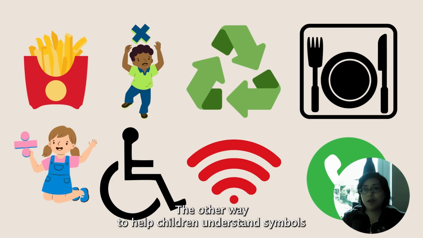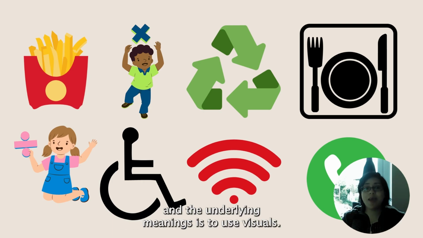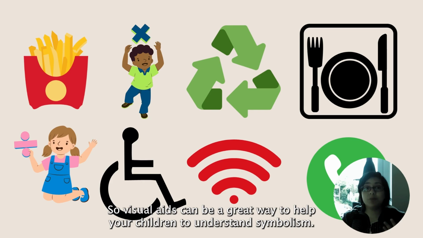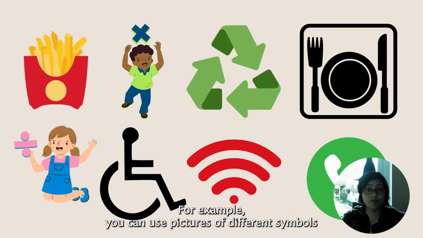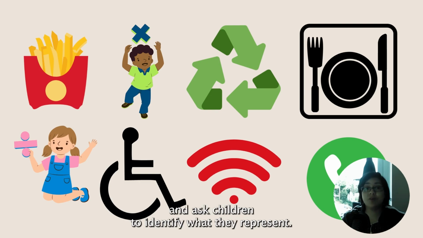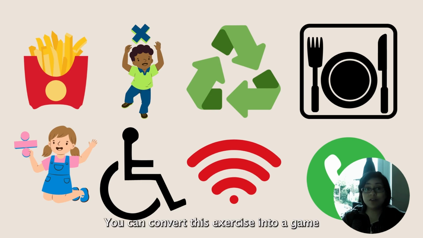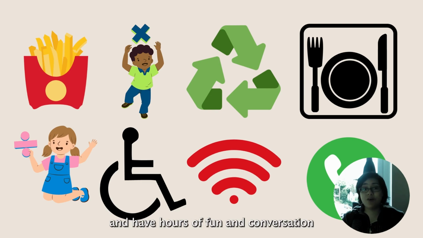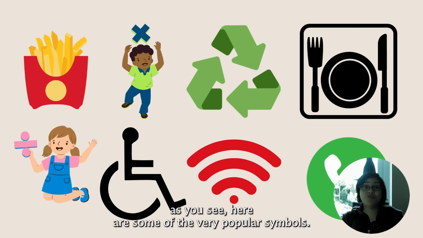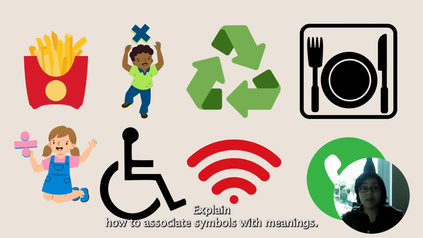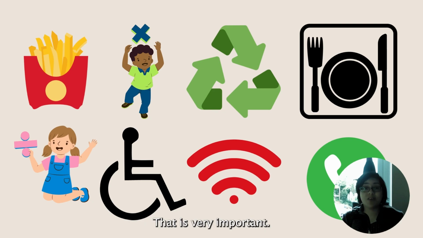The other way to help children understand symbols and the underlying meanings is to use visuals. Visual aids can be a great way to help your children understand symbolism. For example, you can use pictures of different symbols and ask children to identify what they represent. You can convert this exercise into a game and have hours of fun and conversation. As you see here are some of the very popular symbols. See if they know them. Explain how to associate symbols with meanings. It is not just memorizing, but understanding the underlying concepts that is very important.